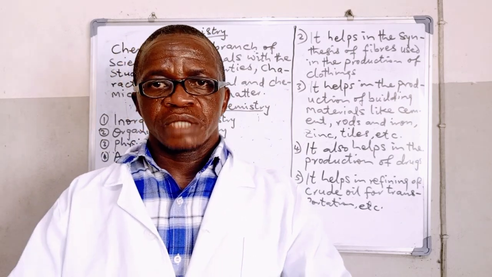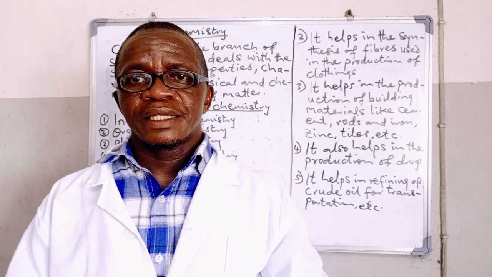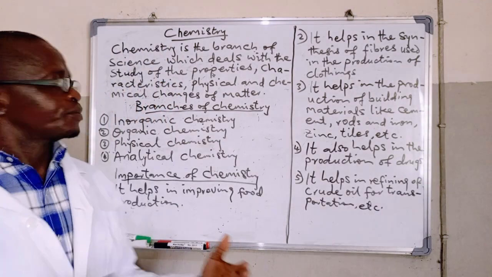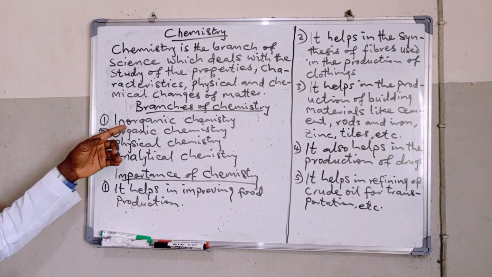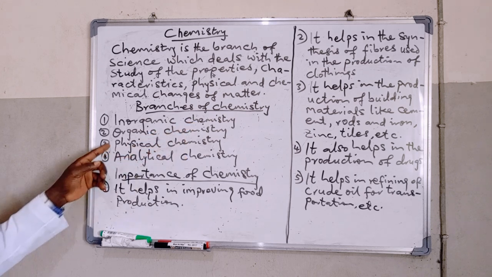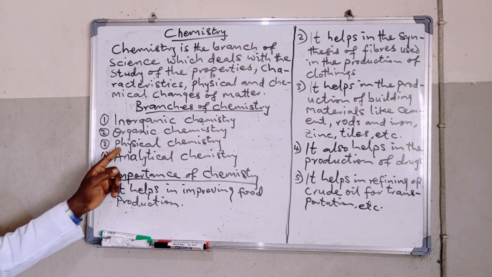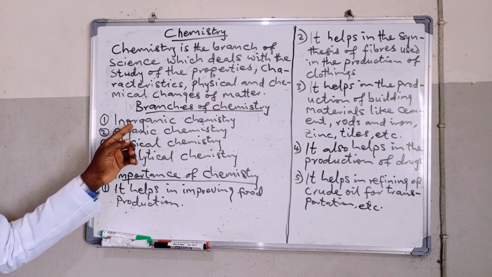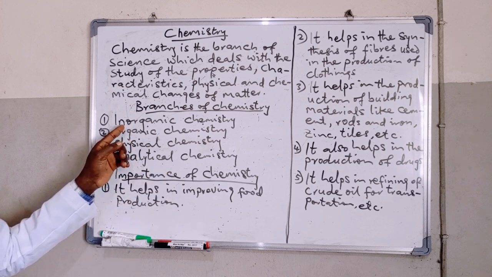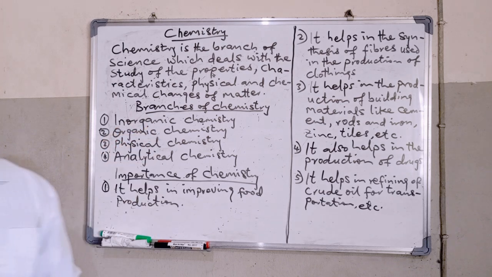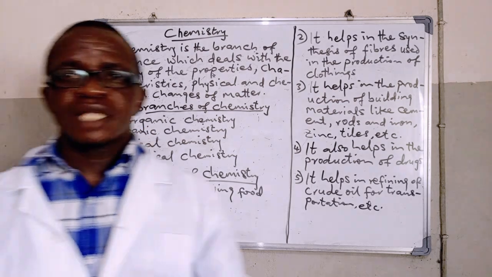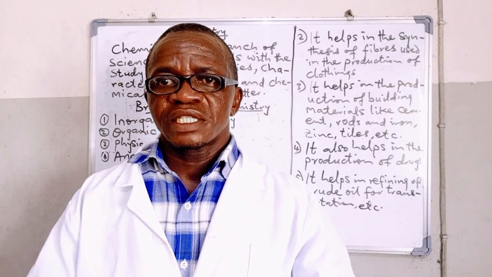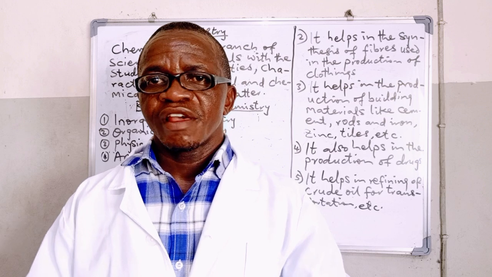Now, having known what chemistry is all about, let's see different branches of chemistry. We have inorganic chemistry, we have organic chemistry, we have physical chemistry, we have analytical chemistry. Now, what is inorganic chemistry all about? It has to do with substances from minerals, mineral salts, substances from non-living things.